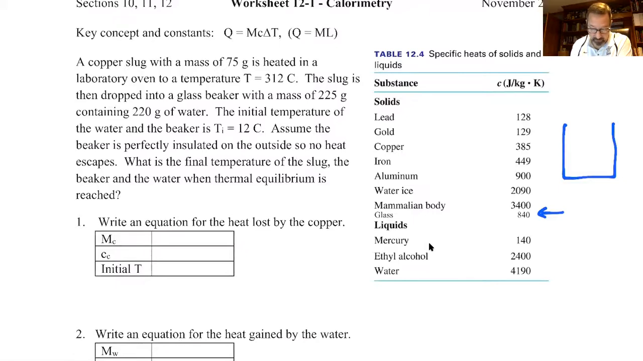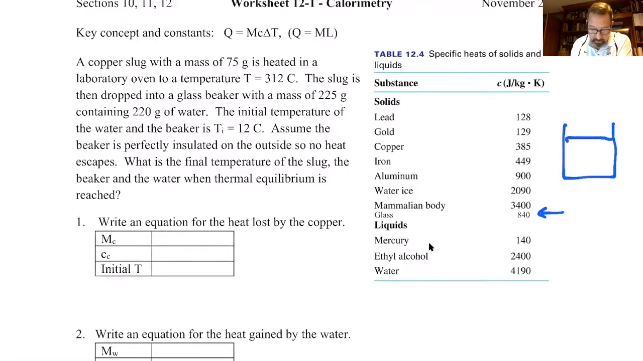But there's my container. You have to know the mass of the container, right? It's a glass beaker, 225 grams is the mass of the glass in the beaker. And then there's some water in the beaker. And how much? 220 grams of water.